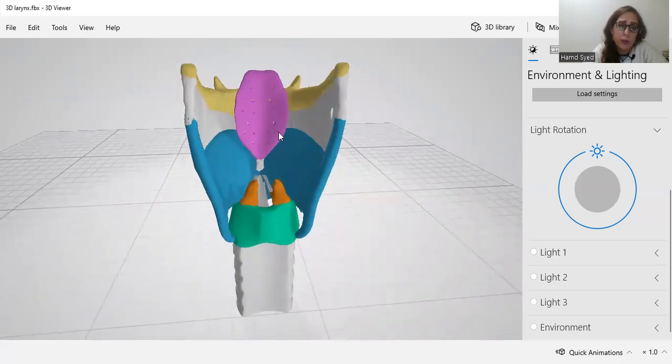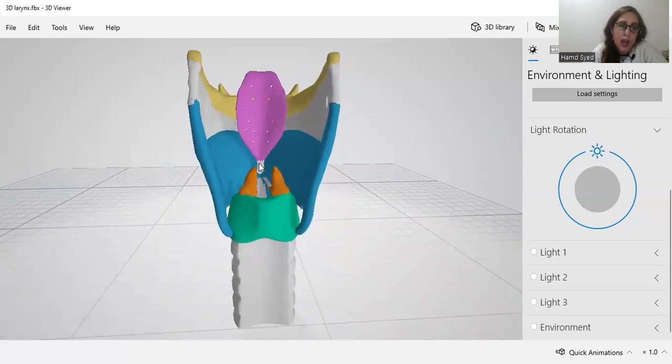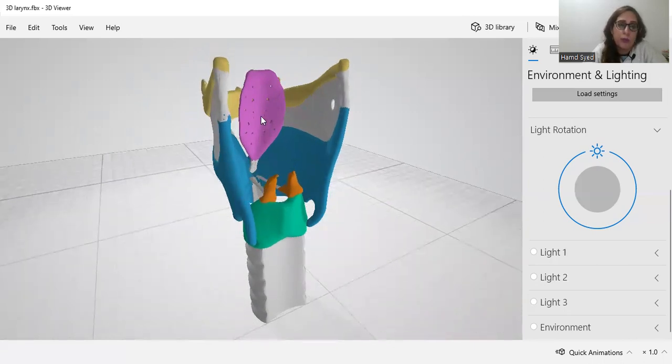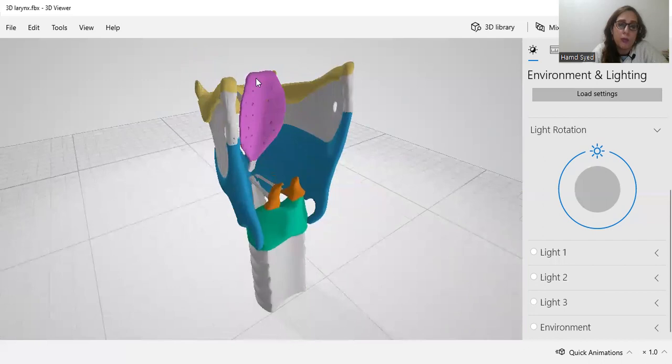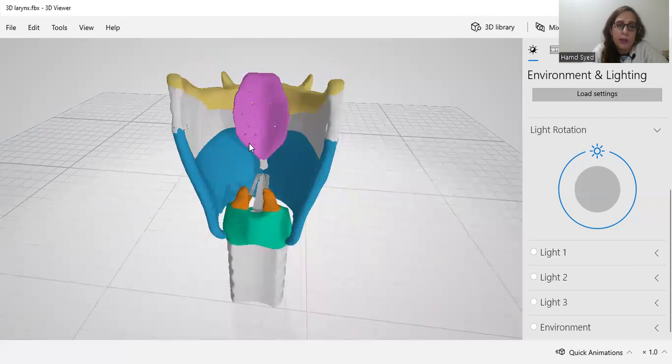The narrow stalk, which is present in the lower part, is attached to the posterior aspect of the thyroid cartilage by this thyroepiglottic ligament. Okay, so the epiglottis moves or bends backwards during swallowing to prevent the passage of food and liquid into the laryngeal inlet. Now let's look at the paired cartilages.